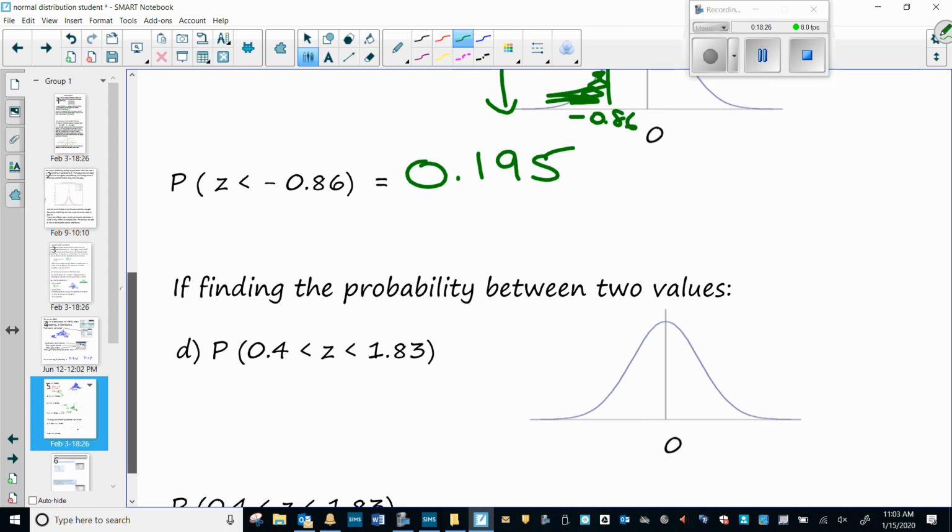This one, they want the probability between 0.4 and 1.83. So we need to find those values. They're actually both on the right-hand side, so that's 0.4 and 1.83, and we want them between there. So do you find one, find the other? Well, you could, but with the calculators as they are now, you can literally just have your lower bound and your upper bound. So you just stick 0.4 as your lower bound, 1.83 as your upper bound.